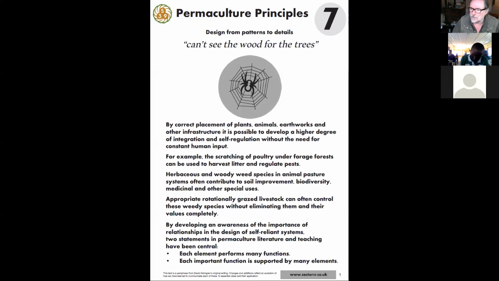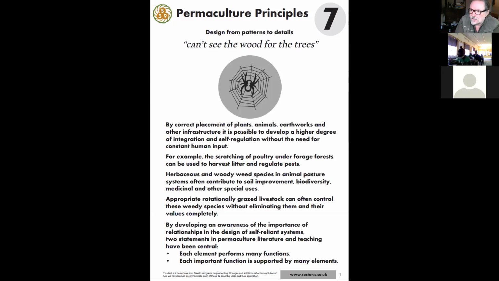Now, I've said this many times already, this idea that we start with the overarching pattern. We learn to see the pattern, and then from that we zoom in on the detail of the particular unique place that we might be trying to design with. There's a saying, can't see the wood for the trees. It's a simple idea that we fail to see the individual for the bigger pattern, or we fail to see the bigger pattern for the individual. I can't see the forest for all the trees in it.